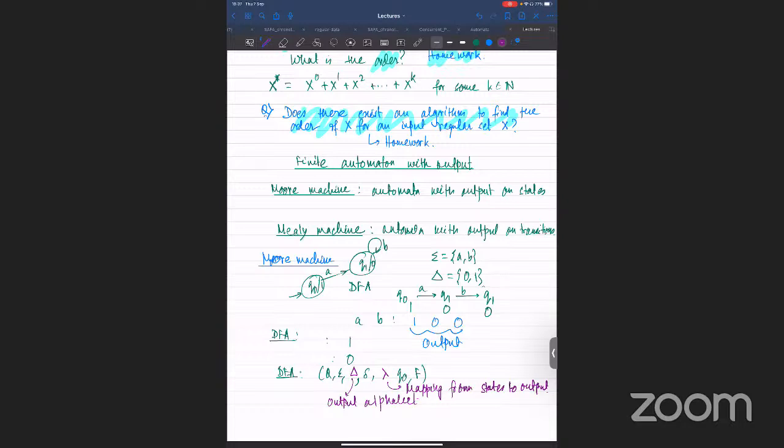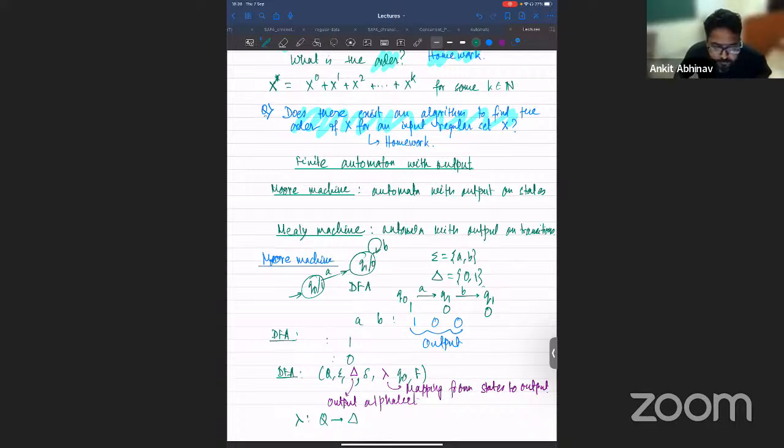Okay, so for example, now suppose you have an input. What is the type of lambda? Can you tell me what is the type of lambda? Q2 delta. So this is the type of lambda. Is it clear, Ankit? Yes, sir. Okay, good. So you have this, and now you have an input.